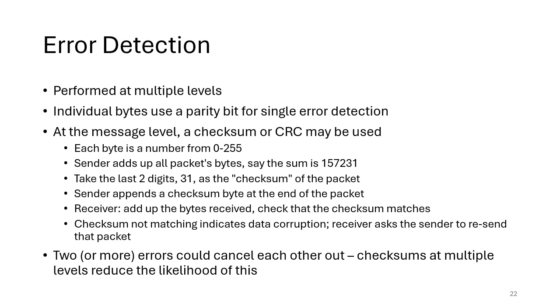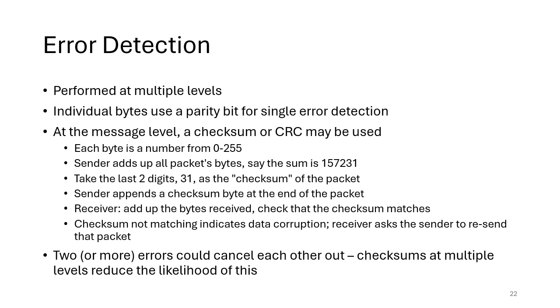And the typical way these are calculated is we take a number or a byte, and those numbers are from 0 to 255. And what we typically do is, at the sending end, we add up all the bytes in a packet. Say the sum is 157,231, the sum of all the bytes. What we might do is take the last two digits, 31, as the checksum of the packet, and we'll add those at the end of our packet.